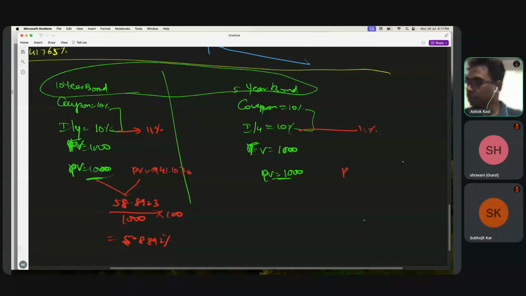Now calculate the present value here. It goes to 11%. What is the present value here? So it's 963.0410.